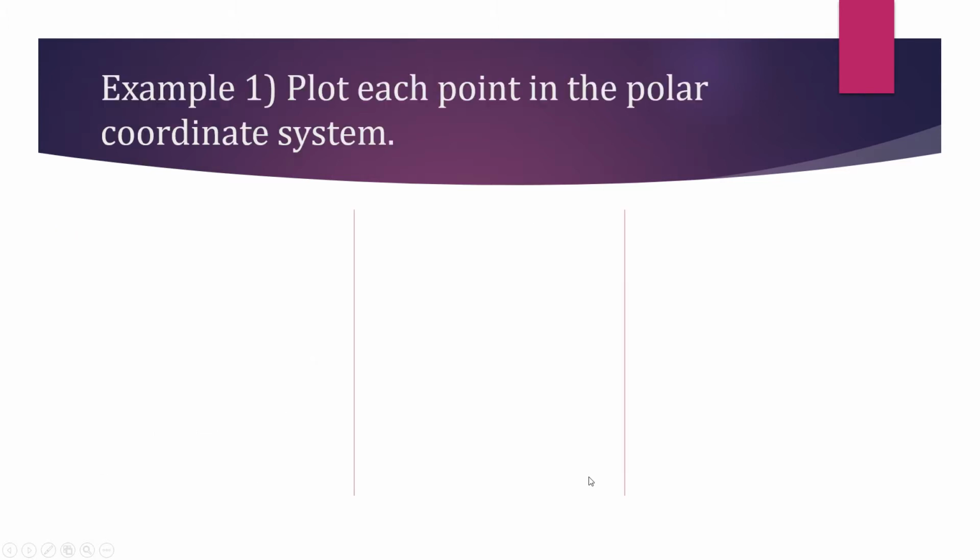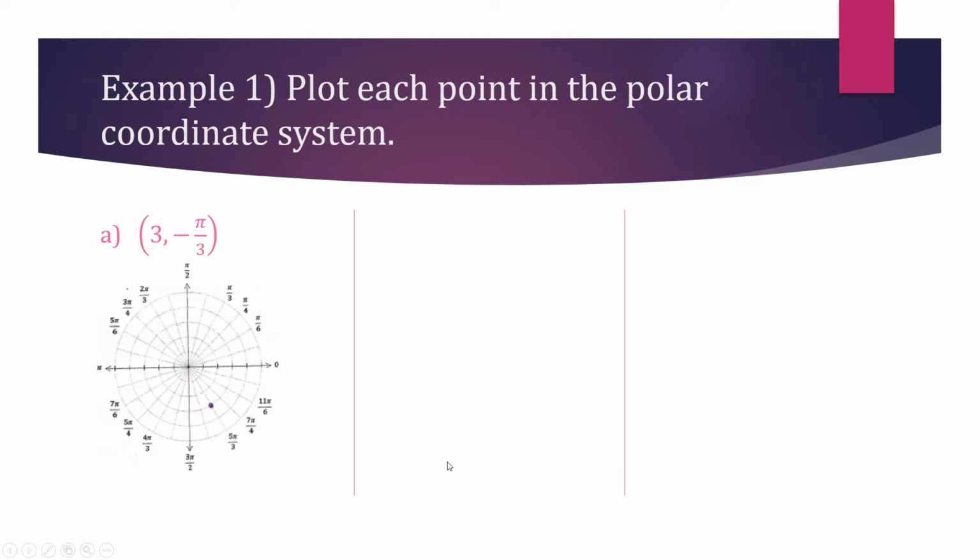All right, so we're going to take a look at some examples of plotting points in the polar coordinate system. Don't feel like you need to write this example down so much. It's a lot easier to do if you have polar graph paper, but I want you to understand a little bit better how polar coordinates work. So the first point we're going to graph is 3 comma negative pi over 3.